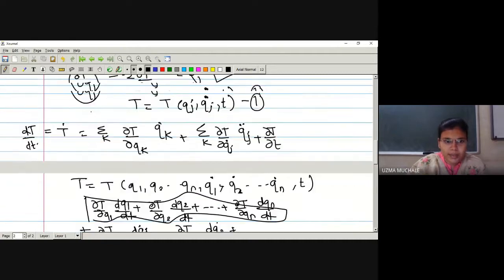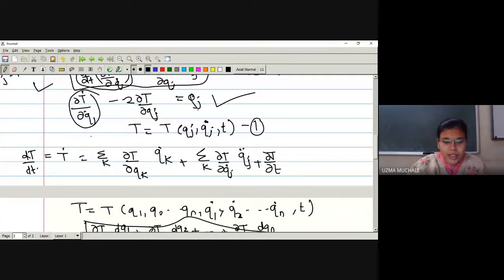Right. But we have a function T, first equation, capital T is a function of qj dot and t. And if you are going to differentiate capital T with respect to small t, we have a function capital T which is a function of qj dot and t. So if it is a function of qj dot and t, and I am simply differentiating capital T with respect to t, there will involve qj and qj dot.